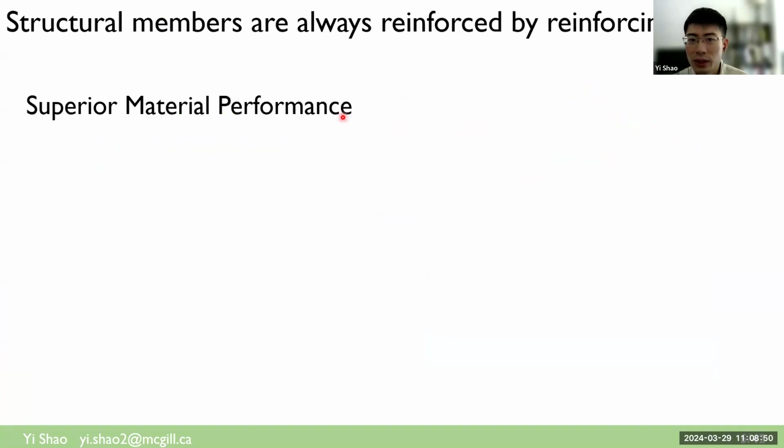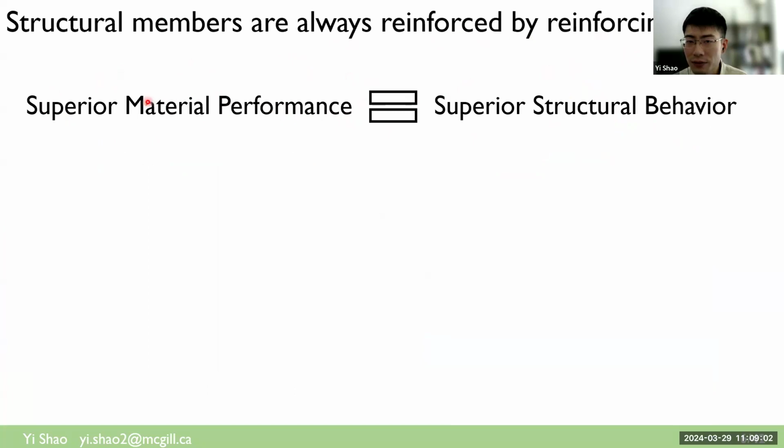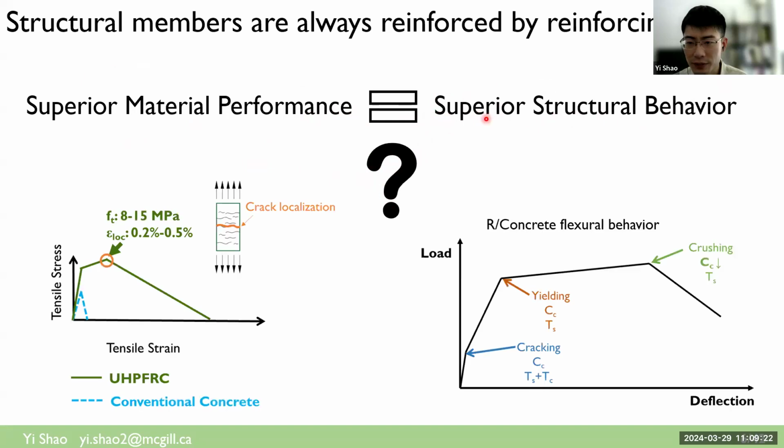So now we know that UHPC shows superior material performance. But since structural members are always reinforced by reinforcing bars, we are wondering if this superior material performance will lead to superior structural performance. And that was the belief of the community decades ago. But the question is, is this really true? Can superior material performance really always lead to superior structural behavior?